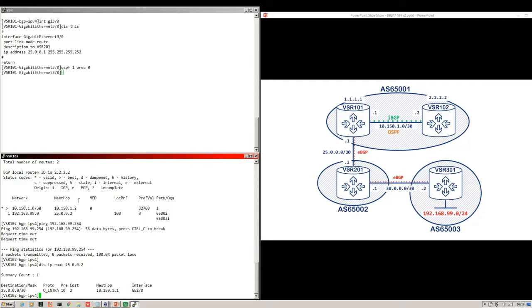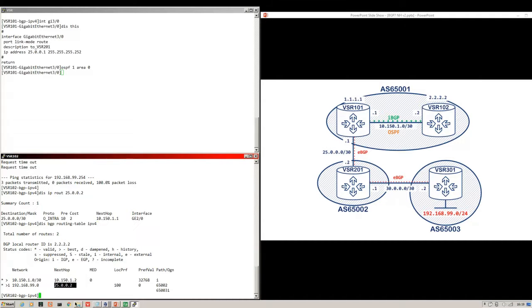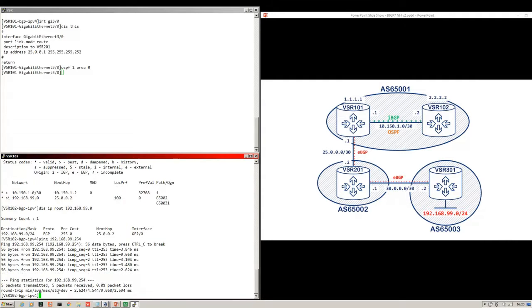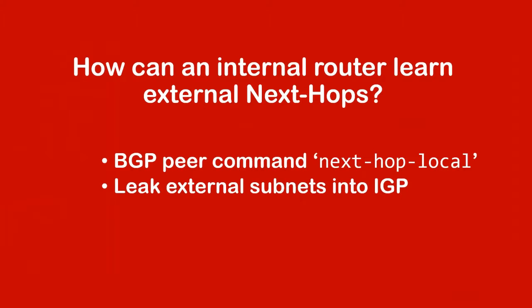So as you can see there, I've done a display IP route 25002, and we do have a route to it via OSPF. Let's check the BGP routing table on 102. There you can see now the next hop is the same. We're still pointing out to VSR 201's IP address, but we do have a route to it, and that allows the route to be valid. And BGP is passing a route to the routing table. And we can successfully ping. There we are. So that's two different approaches to solving the same problem.